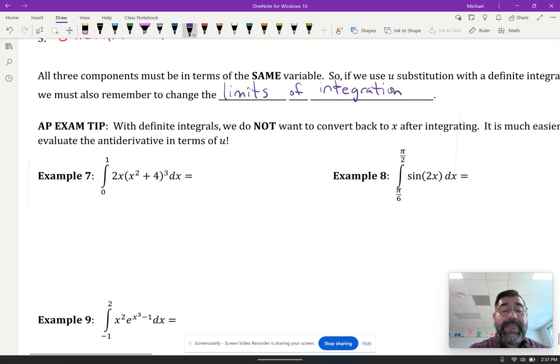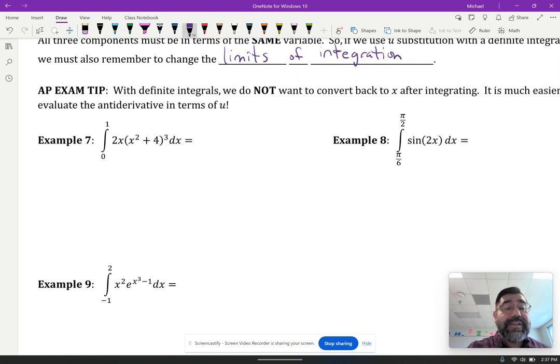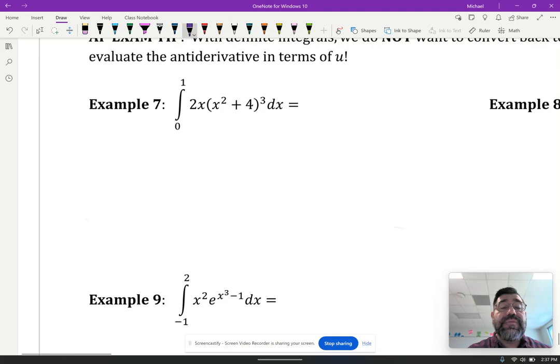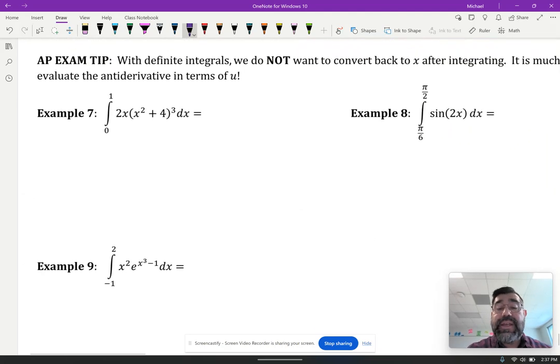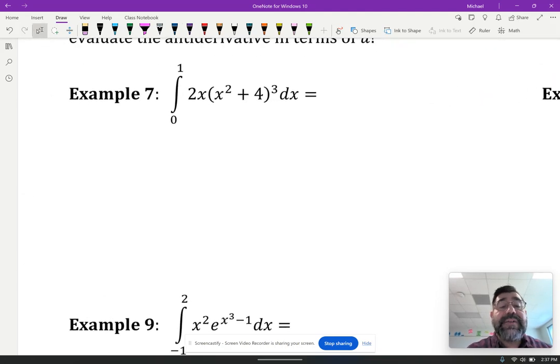That's what Brian is reminding us here. With definite integrals, we do not want to convert back to x after integrating. Can we? We can. However, it's going to take time, and time is not something you have on your side. So we're going to do example 7, and maybe 8, in this video to get the idea of the whole u-substitution process, but now with definite integrals, and how to take into account these limits of integration.